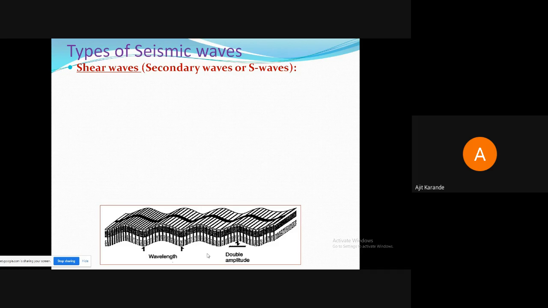Some waves move in the vertical direction, and some of them move in the horizontal direction. So again, they are generally split into two types. The first one is the SV waves and the second one is the SH waves, respectively.